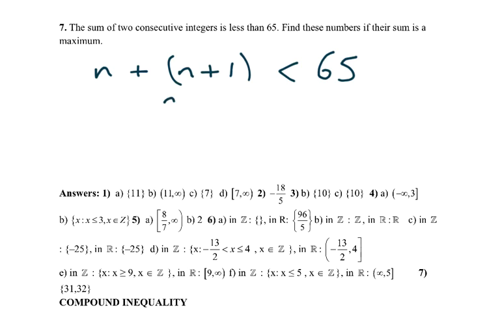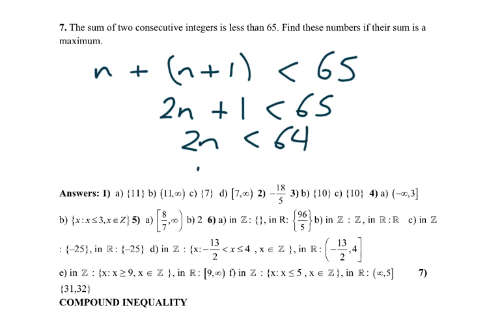So let's solve the inequality. We know that 2n plus 1 is less than 65. 2n is less than 64. n is less than 32. And therefore the maximum value that n can take is 31. And therefore the number after 31 must be 32, and there are the 2 consecutive integers.